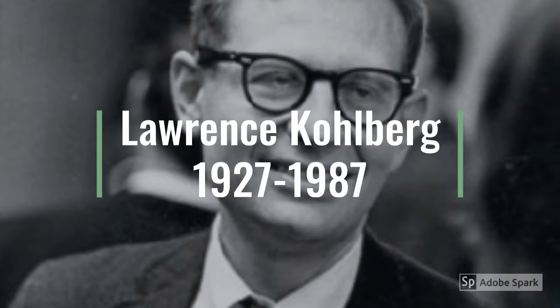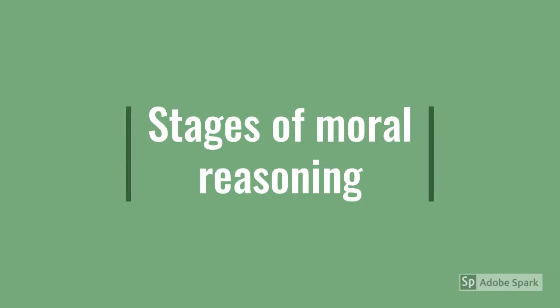Lawrence Kohlberg was born in October of 1927 and died in January of 1987. He enrolled in the University of Chicago and got his bachelor's degree in 1 year. He then received his Ph.D. in psychology in 1958. In his unpublished 1958 dissertation, he wrote what are now known as Kohlberg's stages of moral development.